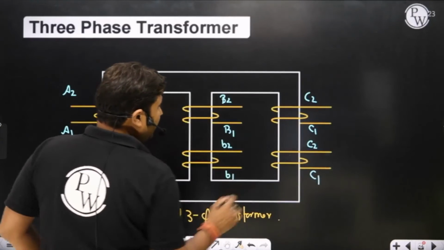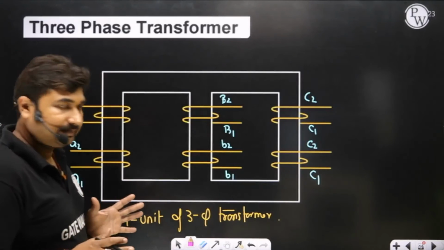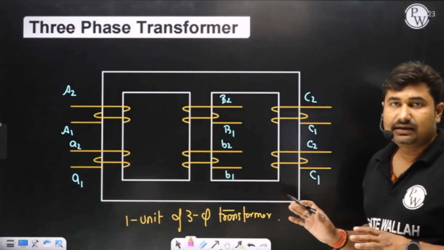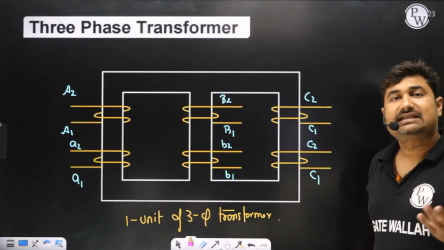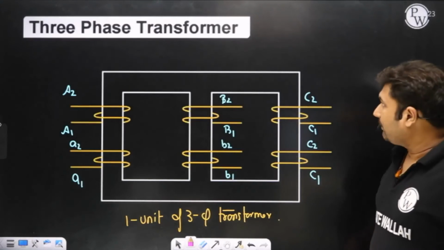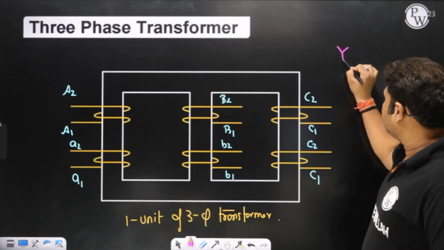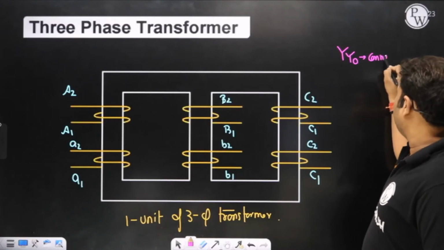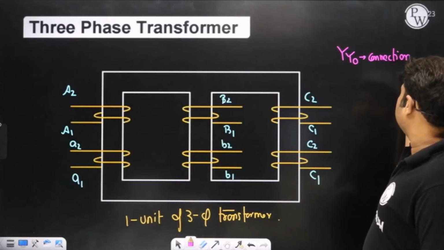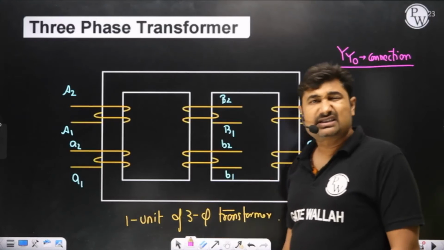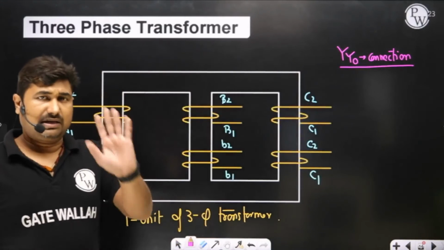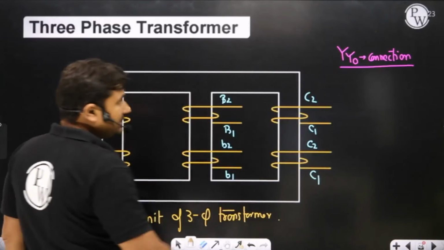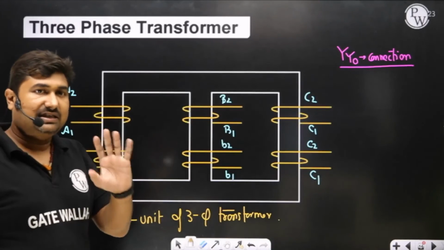Now we can connect these windings in our desired configuration. Suppose my desired configuration is star star zero connection. What is this star star zero connection? Soon I am coming. Please see. Please try to understand. Whatever I am saying, just listen.